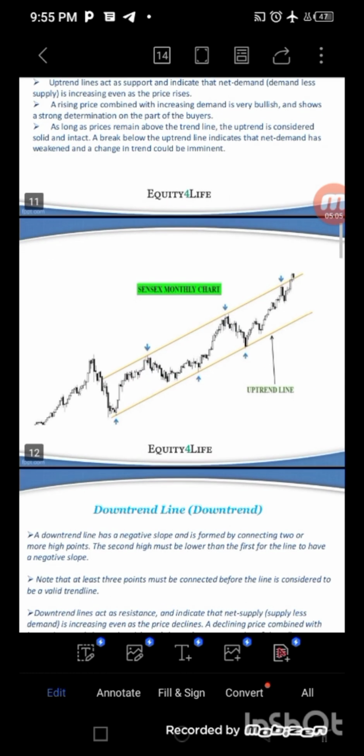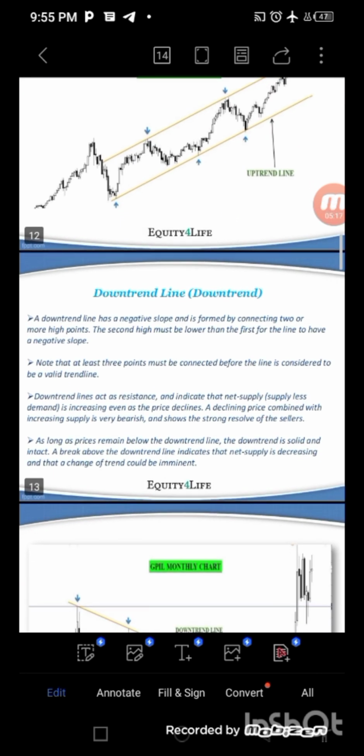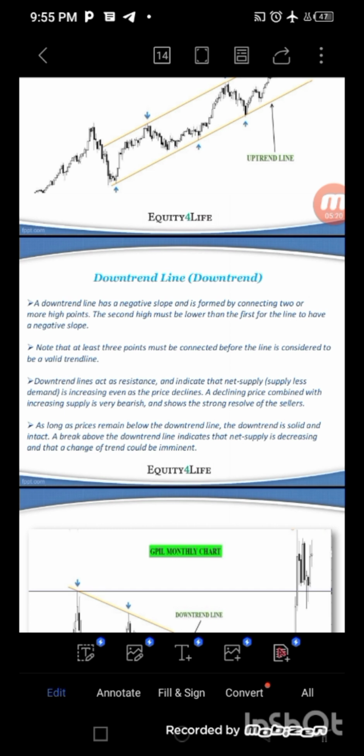You can see this is a diagram illustrating an uptrend. You can see first touch, second touch, third touch. So the only way to trade this market is to focus on the trend, follow the trend, let the trend be your friend. So a downtrend has a negative slope and is formed by connecting two or more points.